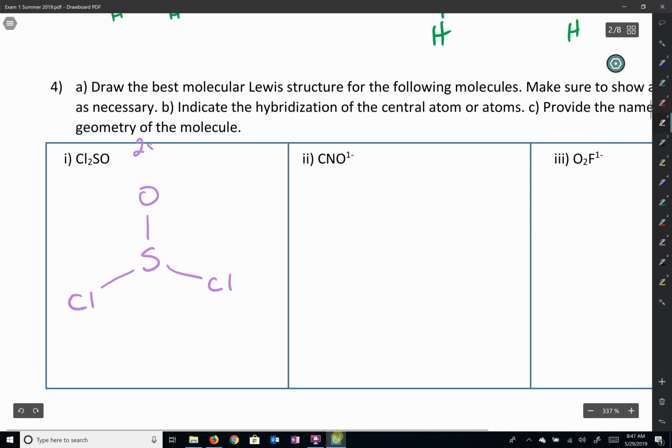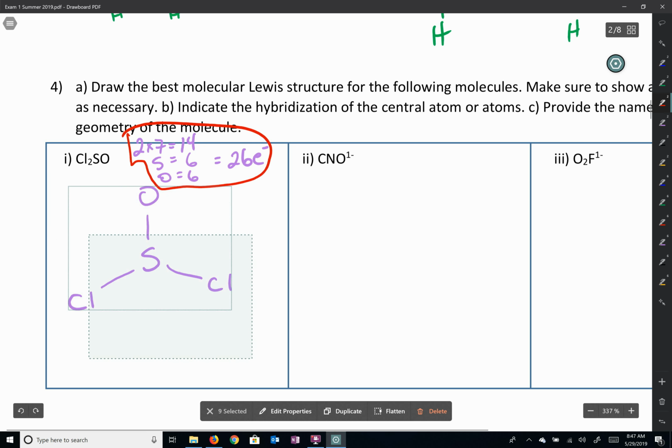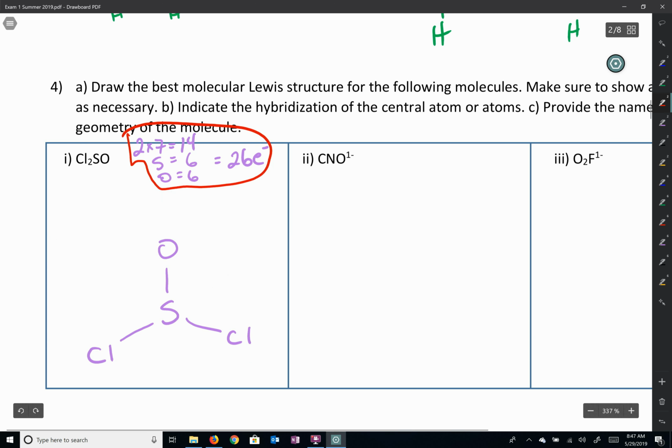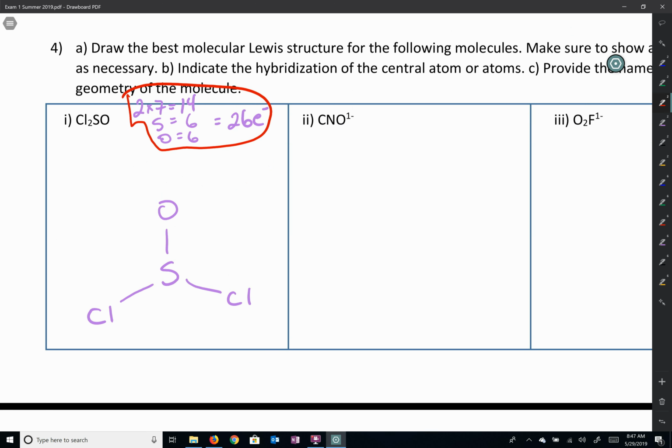We have 2 chlorines that have 7 valence electrons each. That's 14. Sulfur has 6, and oxygen has 6. So we have a total of 26 electrons we got to deal with. We've already used 6 of them, so we got 20 more to go. Let me see if I can clear this up here just a little bit. Cool. All right, so we got 20 more electrons to go. We've already used 6 of them, so let's fill it in.